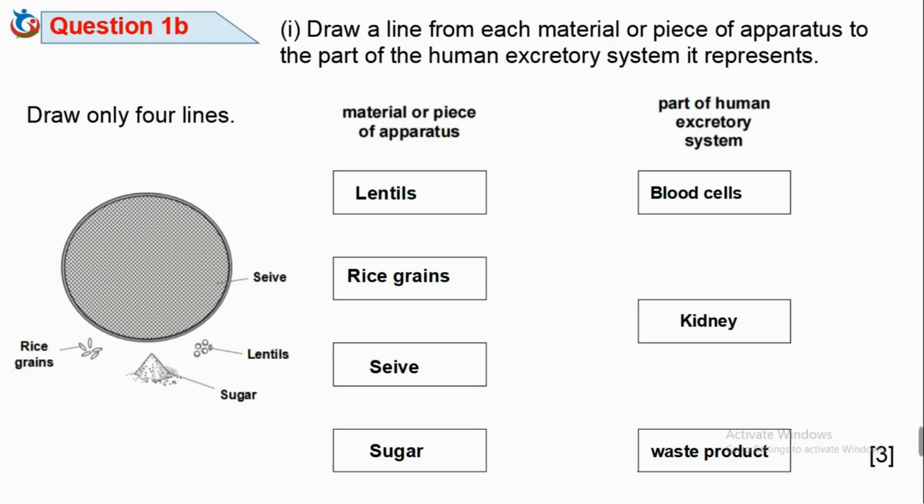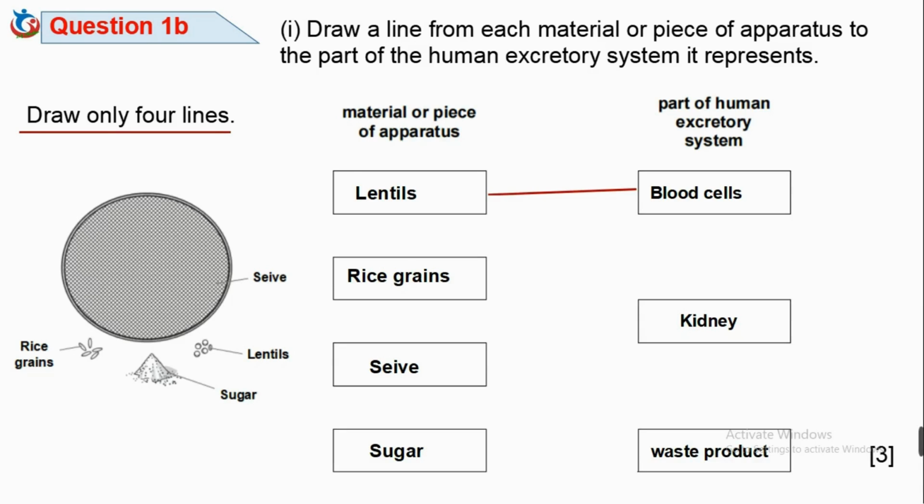We've learned that kidneys filter the blood. Large molecules like blood cells and large proteins cannot pass through the membrane of kidney, while other molecules like sugar, glucose, urea, ammonia can pass through. Now back to the experiment and diagram. Rice grains, lentils, and sugar are added to a beaker of water. Sugar will dissolve because it's soluble.